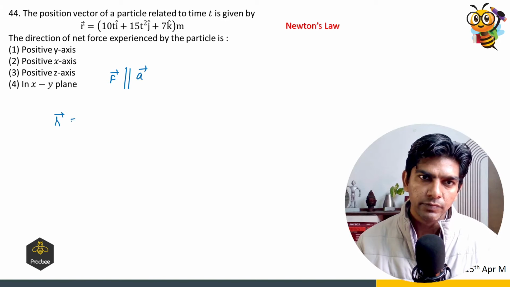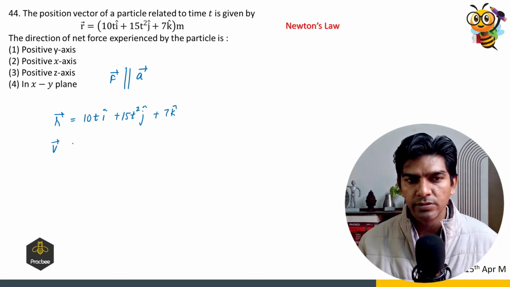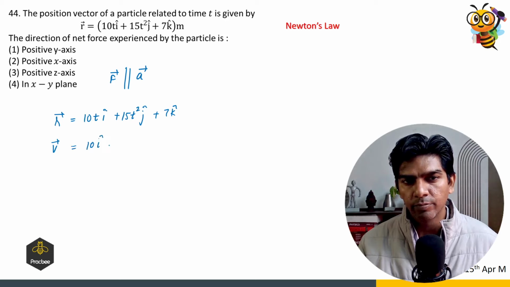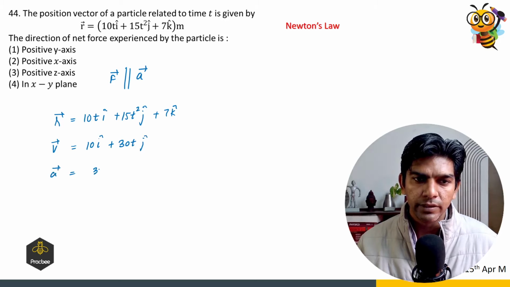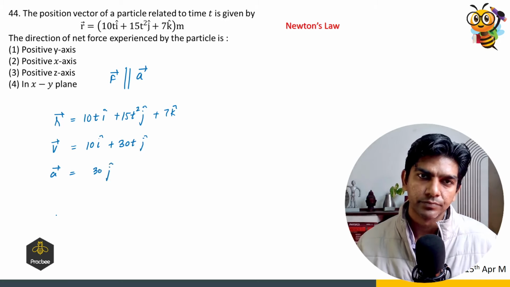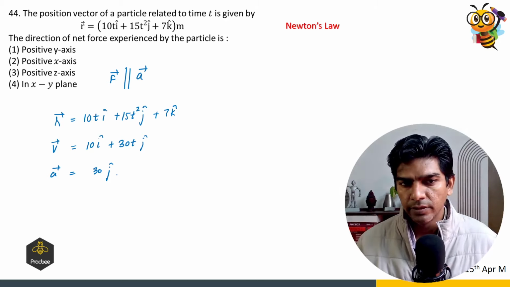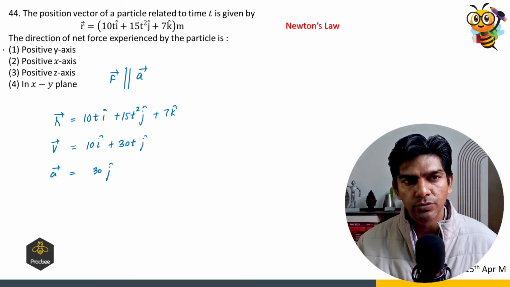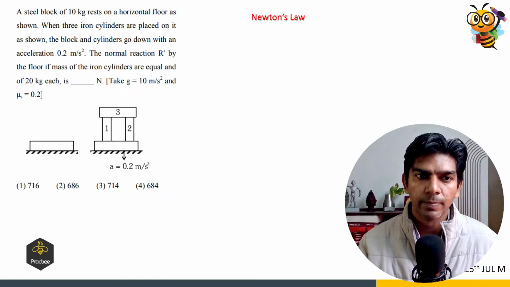So r is given as 10t i cap plus 15t square j cap plus 7k cap. Let us differentiate this. So instantaneous velocity will be 10 i cap plus 30t j cap, and instantaneous acceleration will be 30 j cap. So we got acceleration, and this acceleration is in positive y direction. So the answer will be option 1, because force is parallel to acceleration.